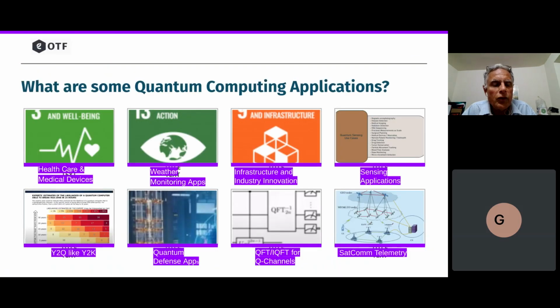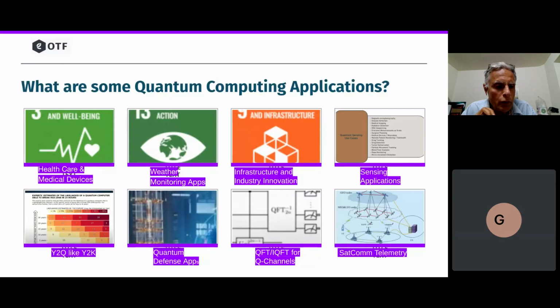So there are many of these, and as part of our emerging open technology, we have been focusing on the sustainable development goals. Part of the sustainable development goals can apply quantum computing, like healthcare, like we saw in COVID-19, then weather monitoring. Infrastructure in itself requires quantum, beyond high performance computing. There is a lot of hardware involved, so there is a need for development. Then you got sensing applications like MRI, then Y2Q, which I mentioned.